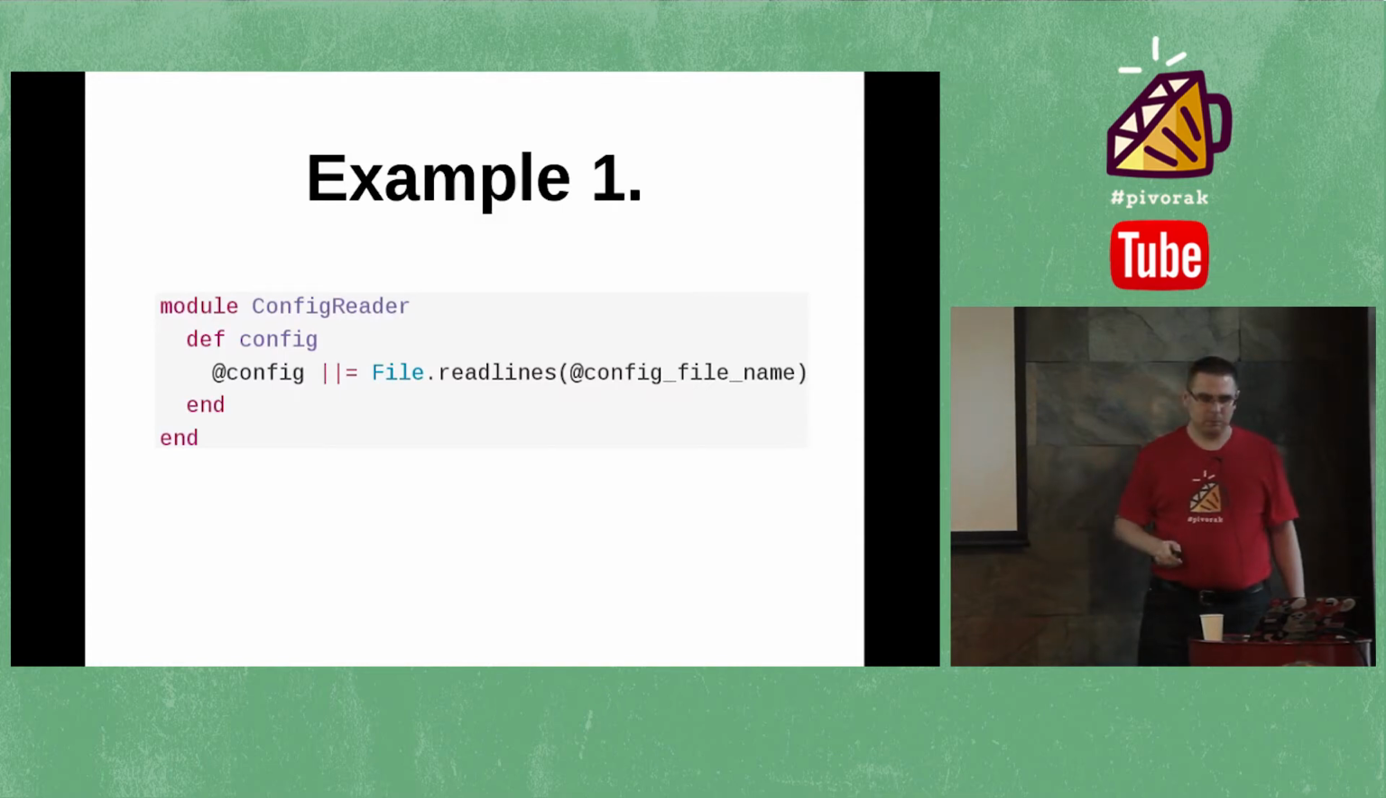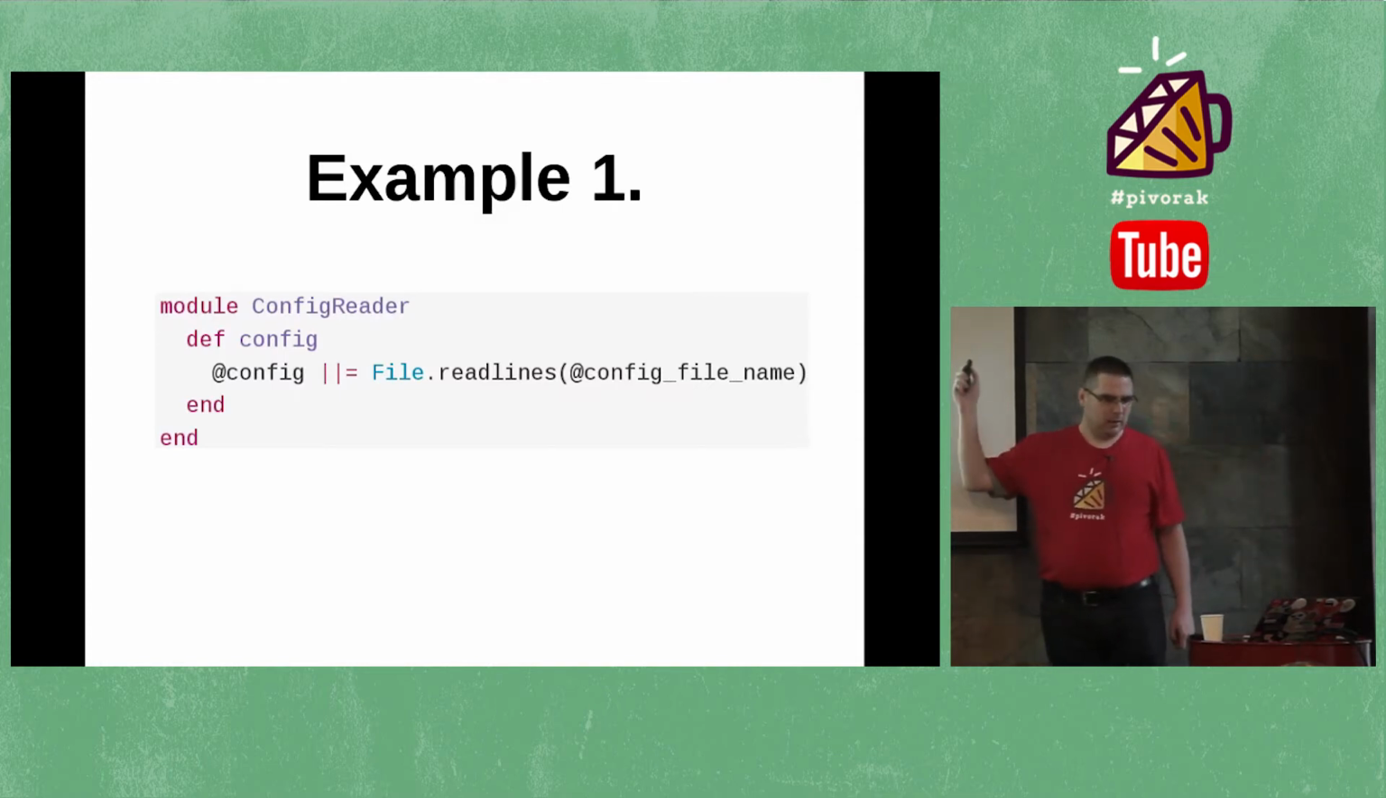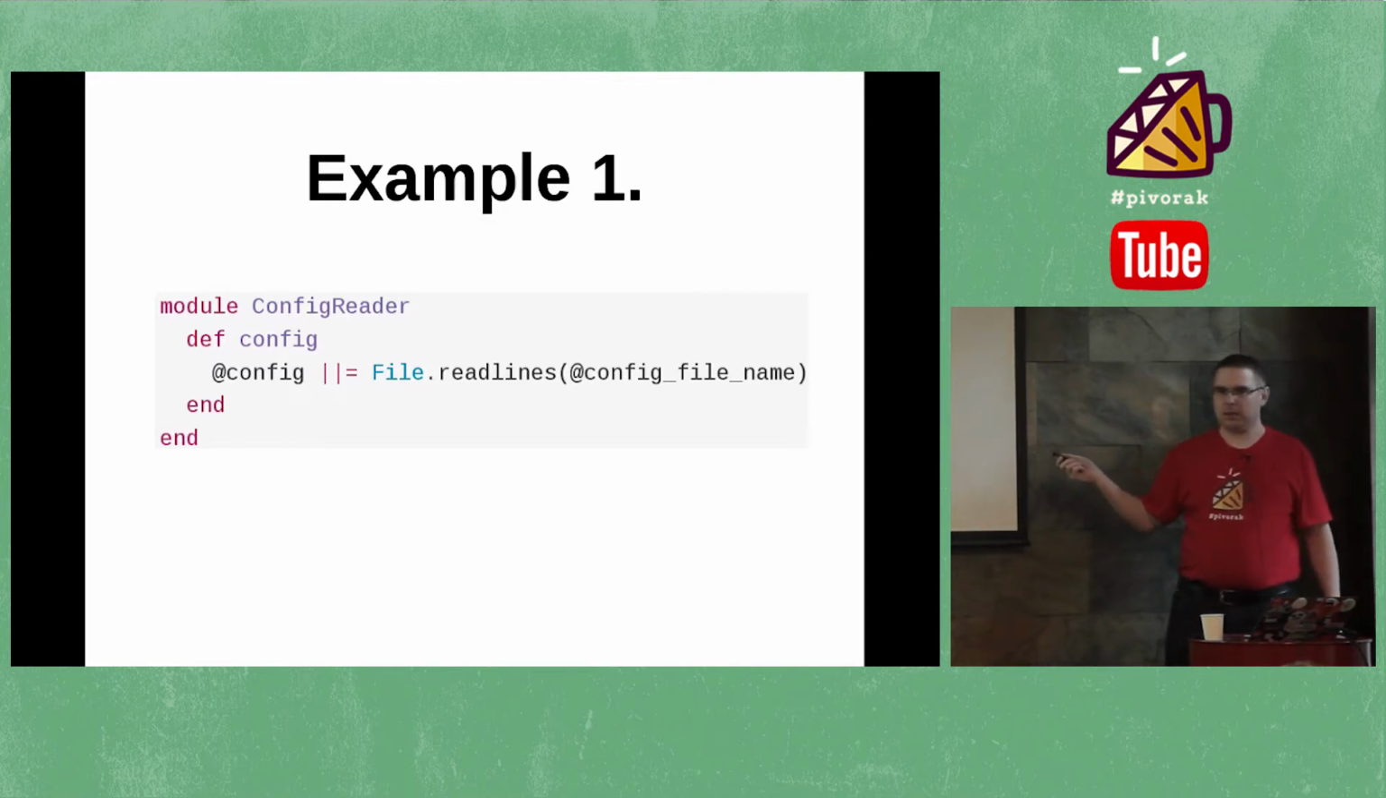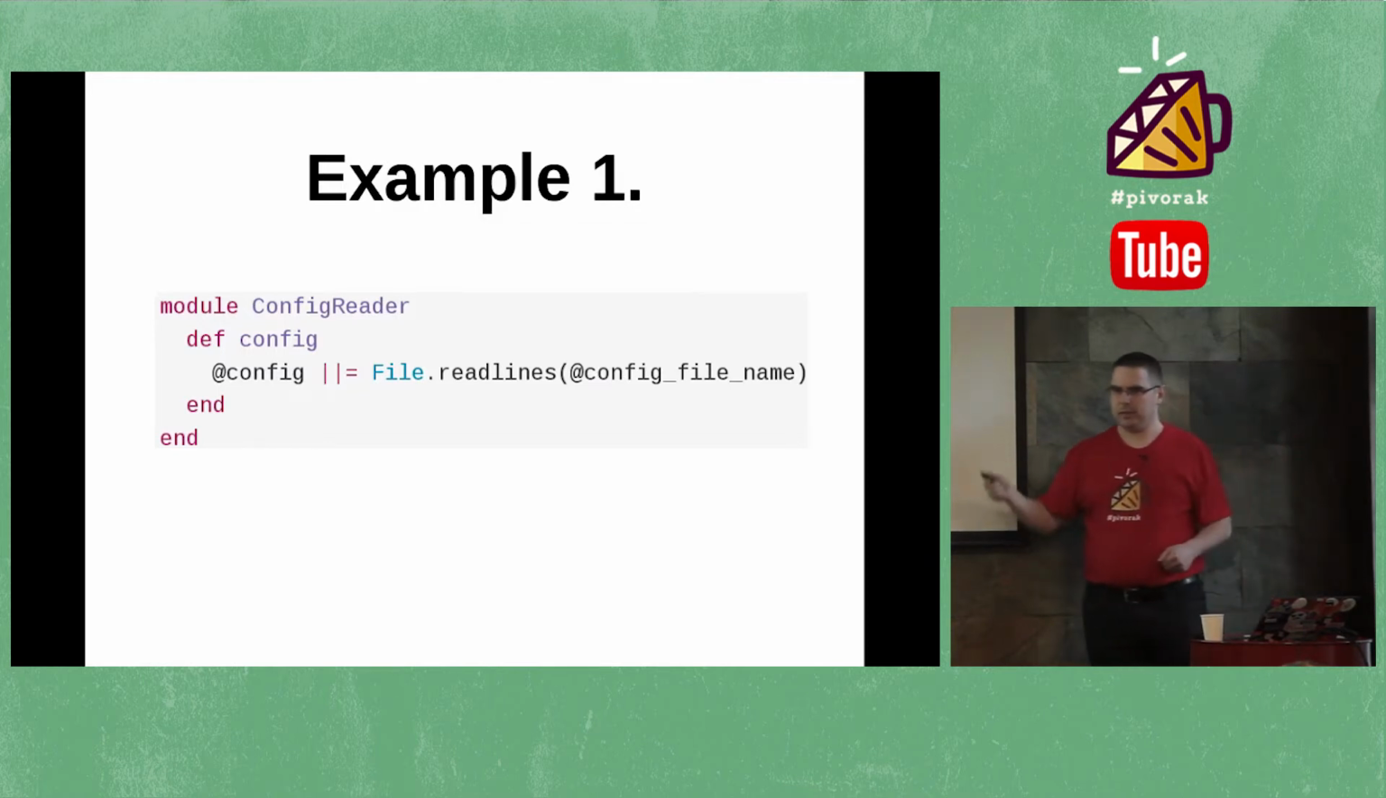We got the first example. So you can see we got a config file name, and we got the config. It's great. You just extracted something that you are repeating again and again, all around the code base. It happens everywhere.